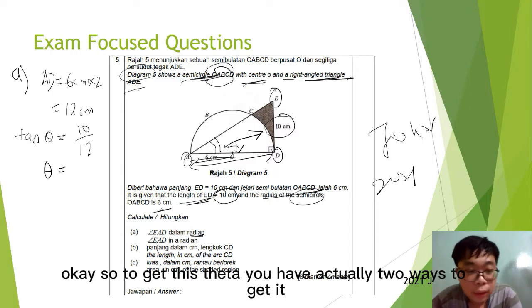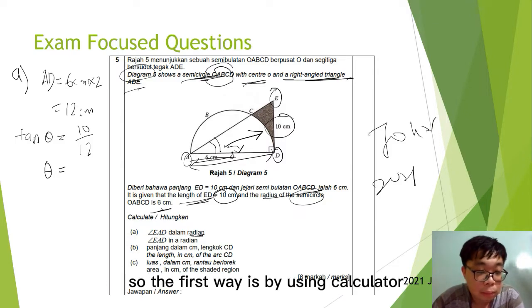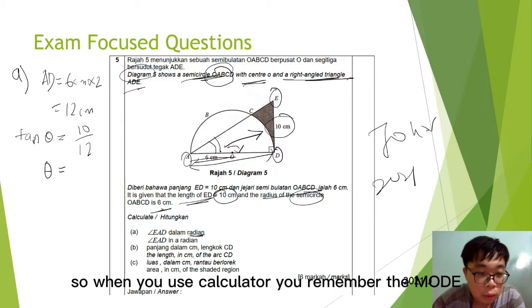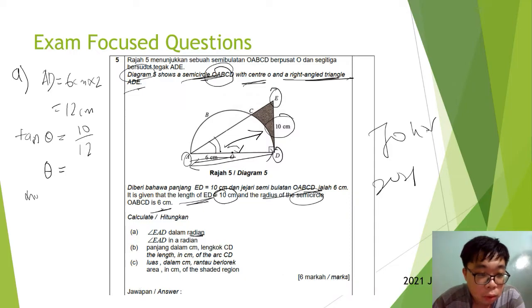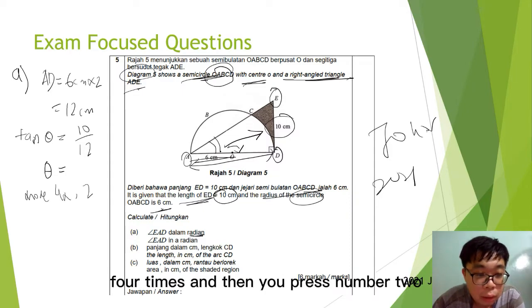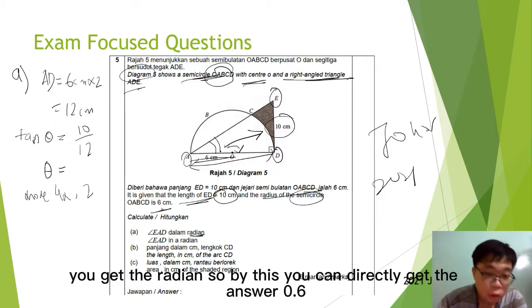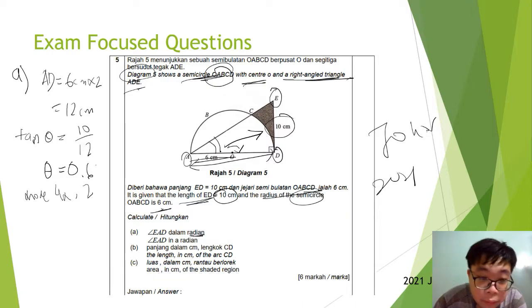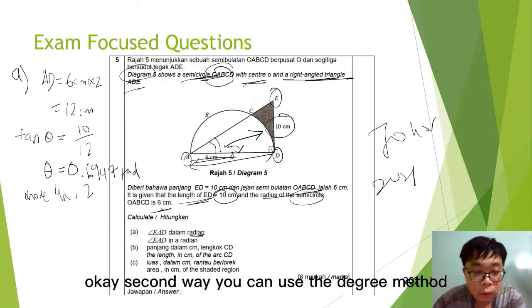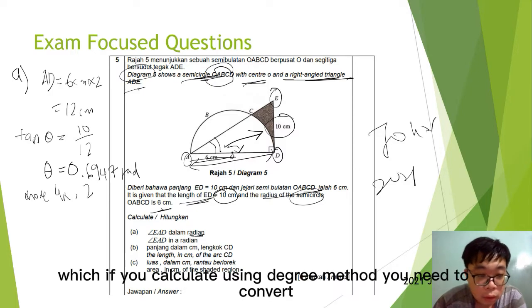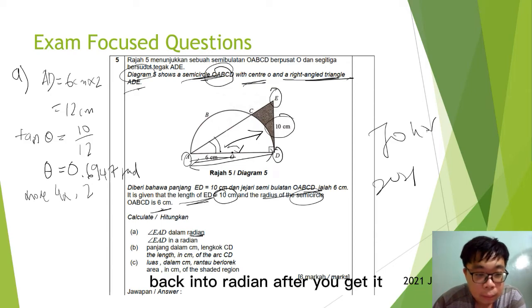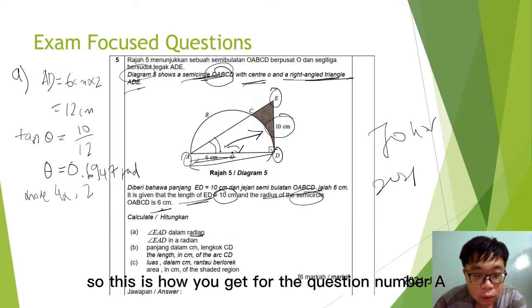Okay, so to get this theta, you actually have two ways. The first way is by using a calculator. When you calculate it, you remember the mod 4 times and then for the 2, you get it in radian. By this, you can directly get the answer, 0.6947 radian. The second way is the degree method, where you calculate using degrees and then convert back into radian after you've done it. So this is how you get question number A.